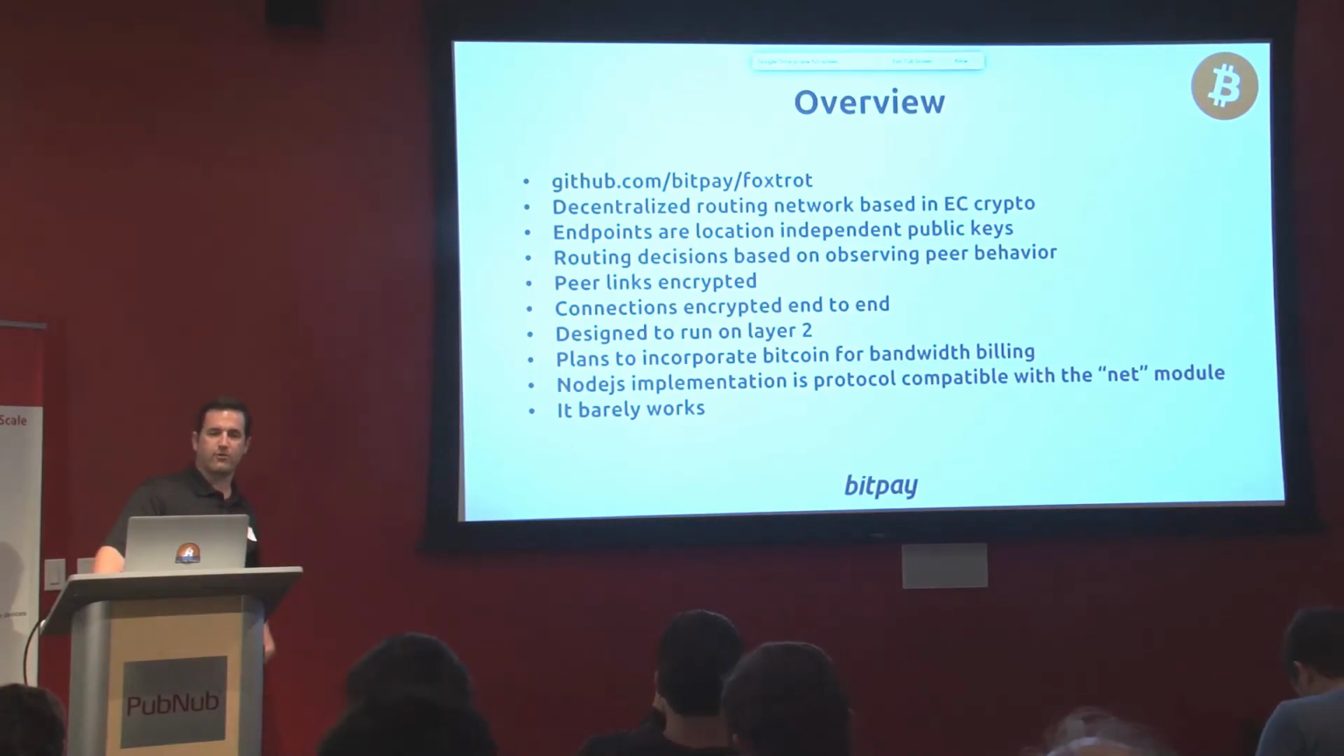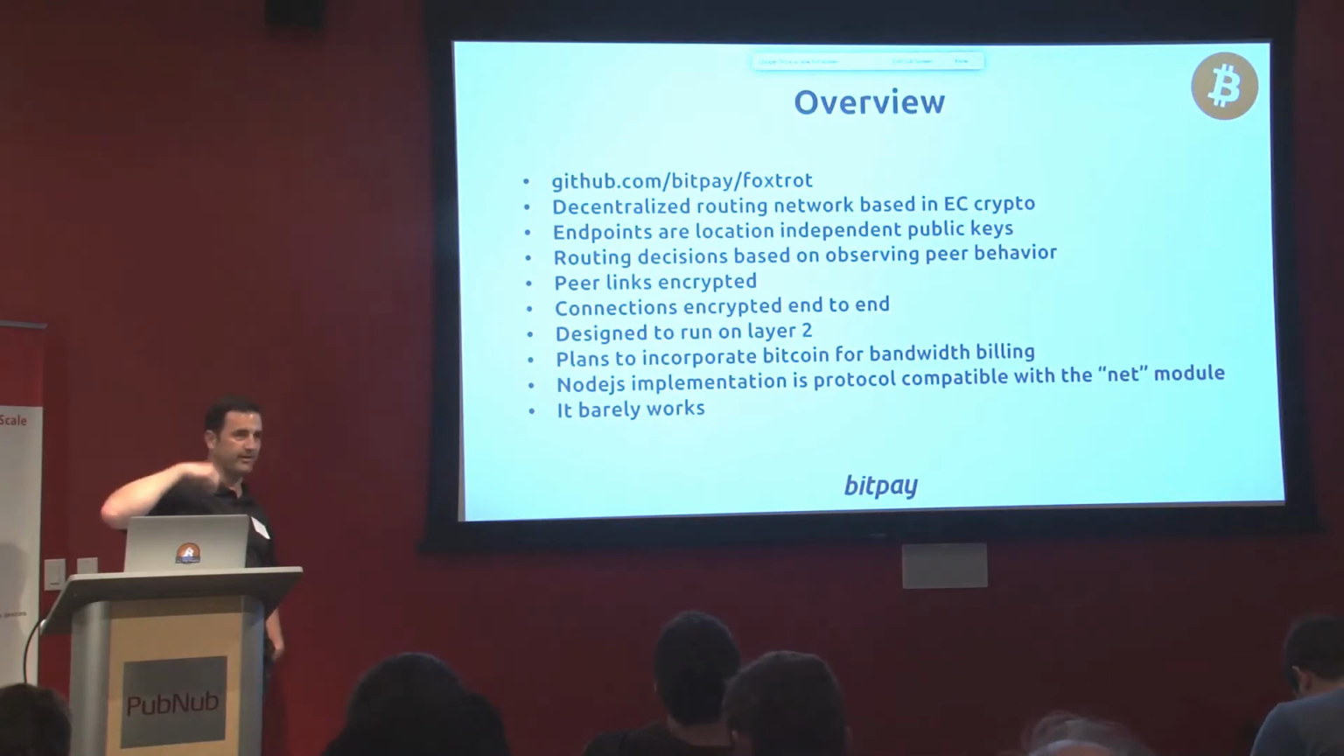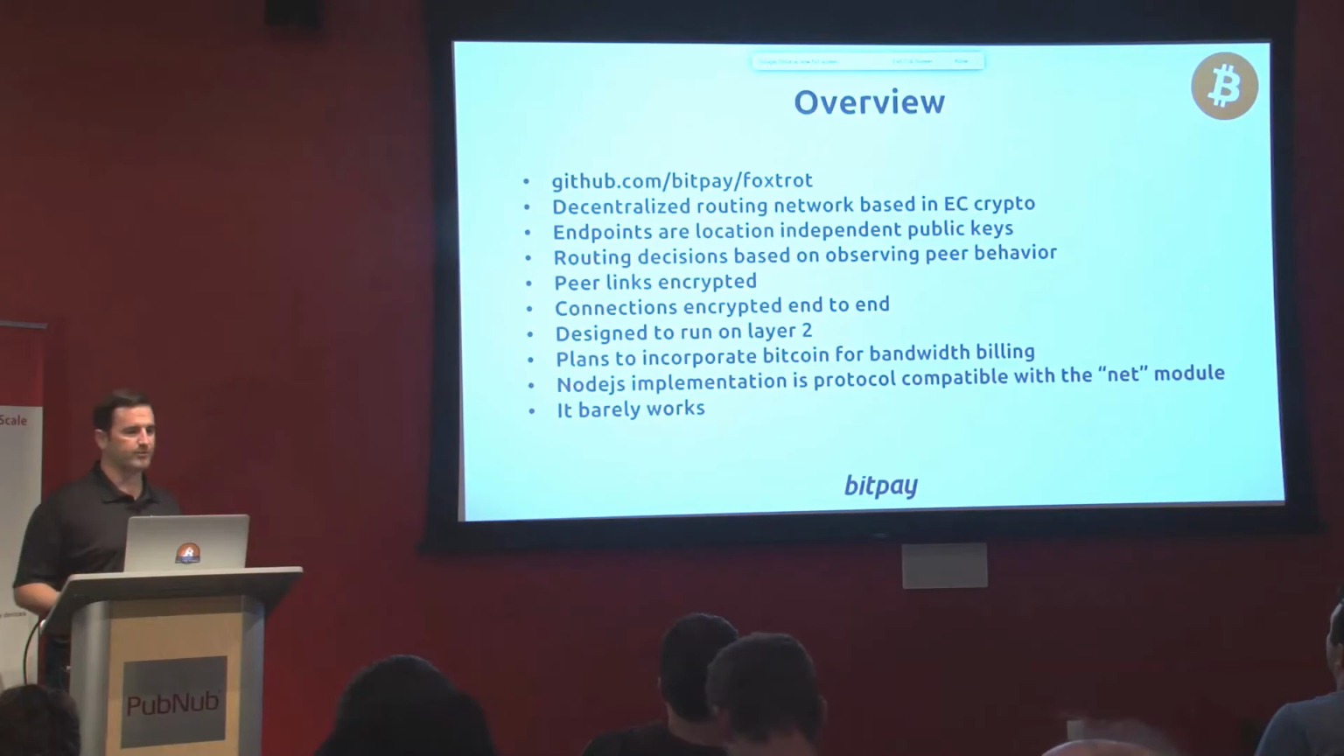The routing decisions in the nodes on this network are based on observing what your peers are doing. So it's a peer-to-peer network, and you're kind of observing how well your peers are performing and making routing decisions based on that. The peer-to-peer links are encrypted, and so are the end-to-end connections that you make over the peer-to-peer network. So actually, it's two layers of encryption, one end-to-end, and then for each of the peer links, those are also encrypted.